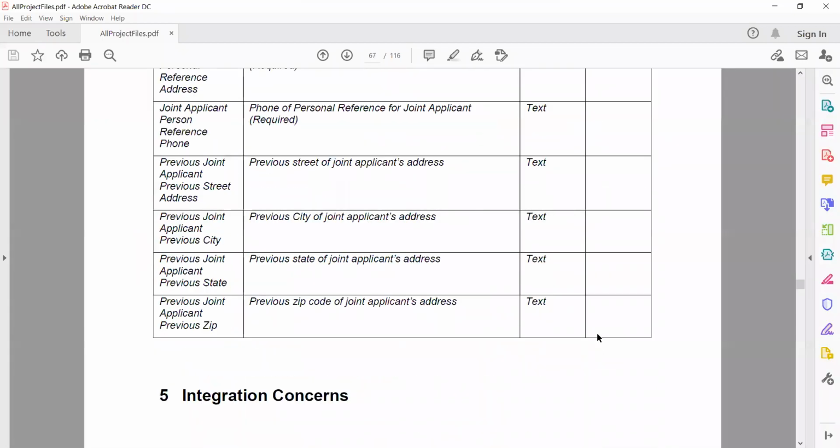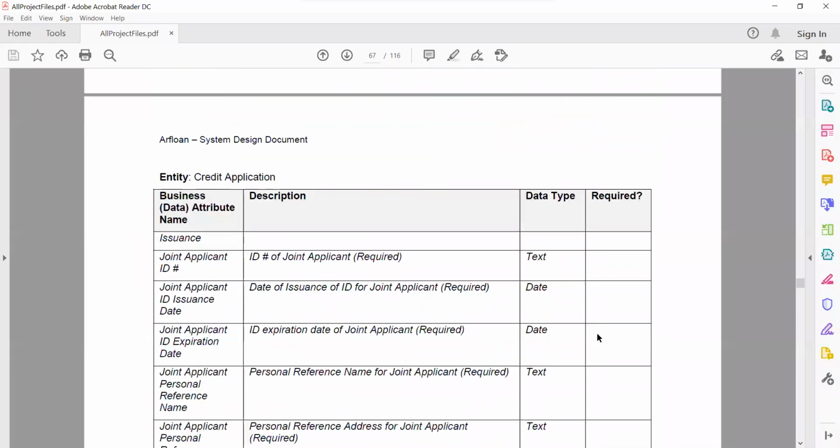Any questions on the table, or at least at a high level, on what information I'm trying to capture, what data type means, and whether it's a required or non-required field?